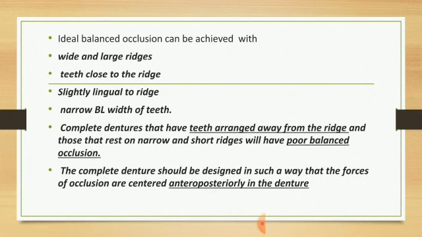If the ridge is narrow or short, it will have poor balanced occlusion, because wide and large ridges help in more load dissipation, whereas narrow and short ridges are inherently weaker ridges. So how are they going to absorb the stresses? Clear? And lastly, the complete denture should be designed in such a way that the forces of occlusion are centered antero-posteriorly in the denture.